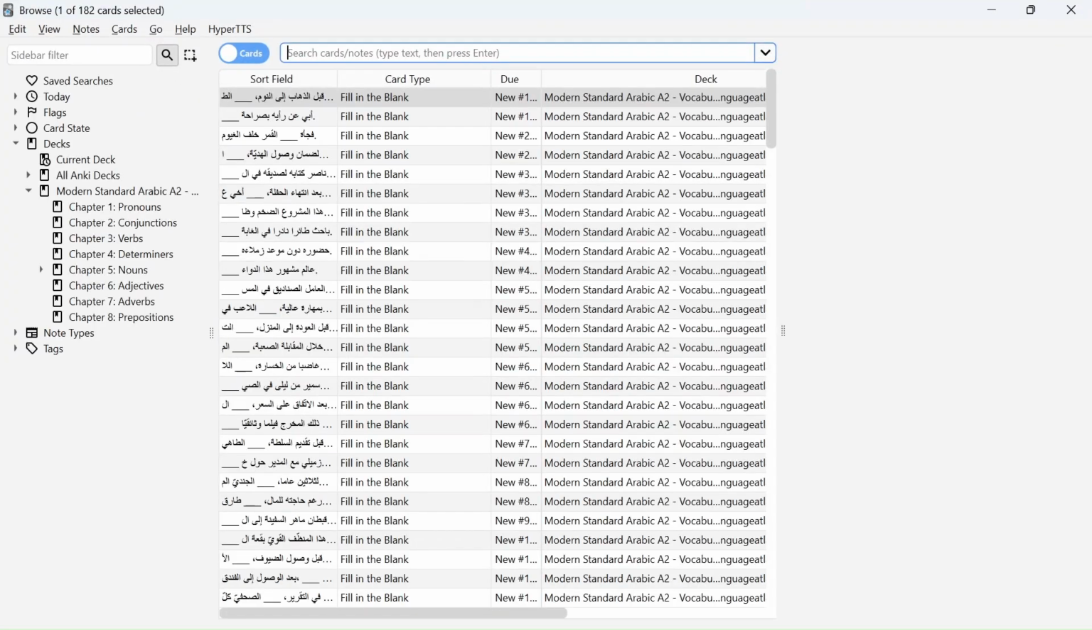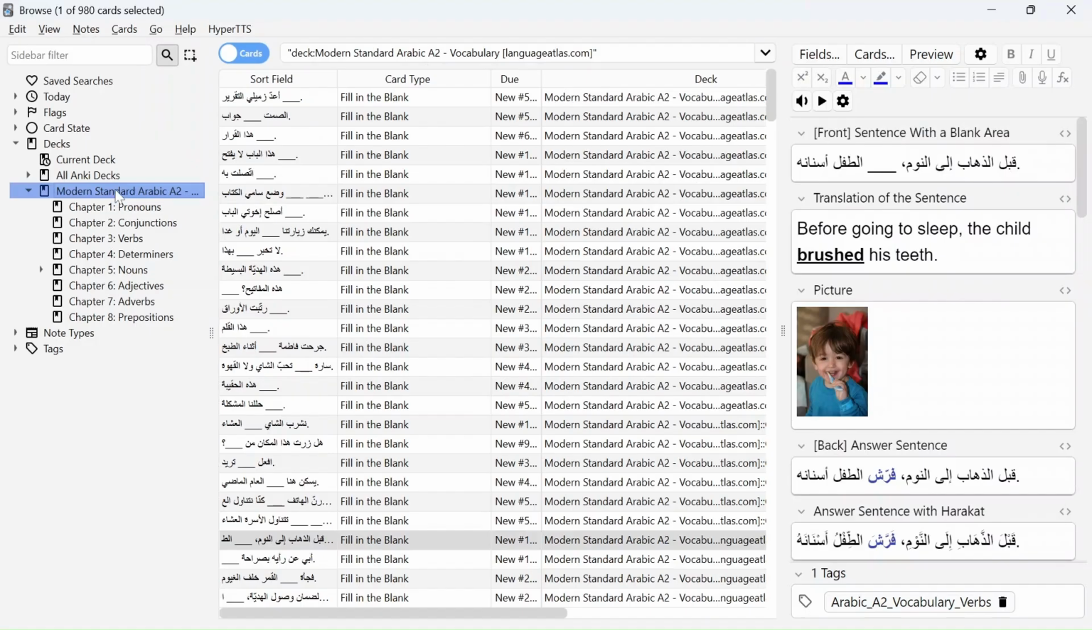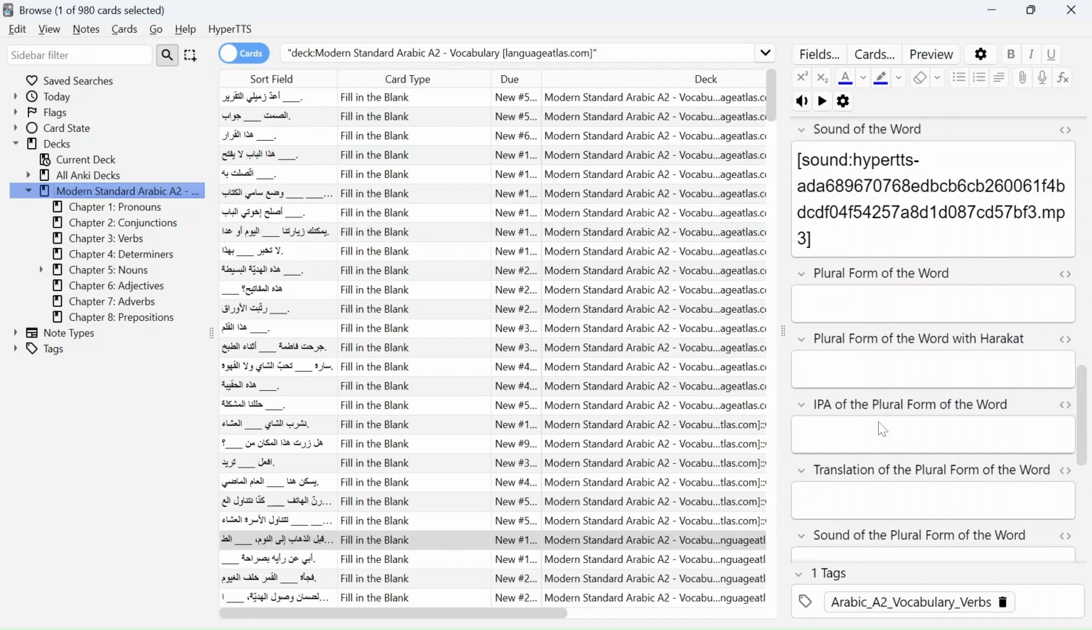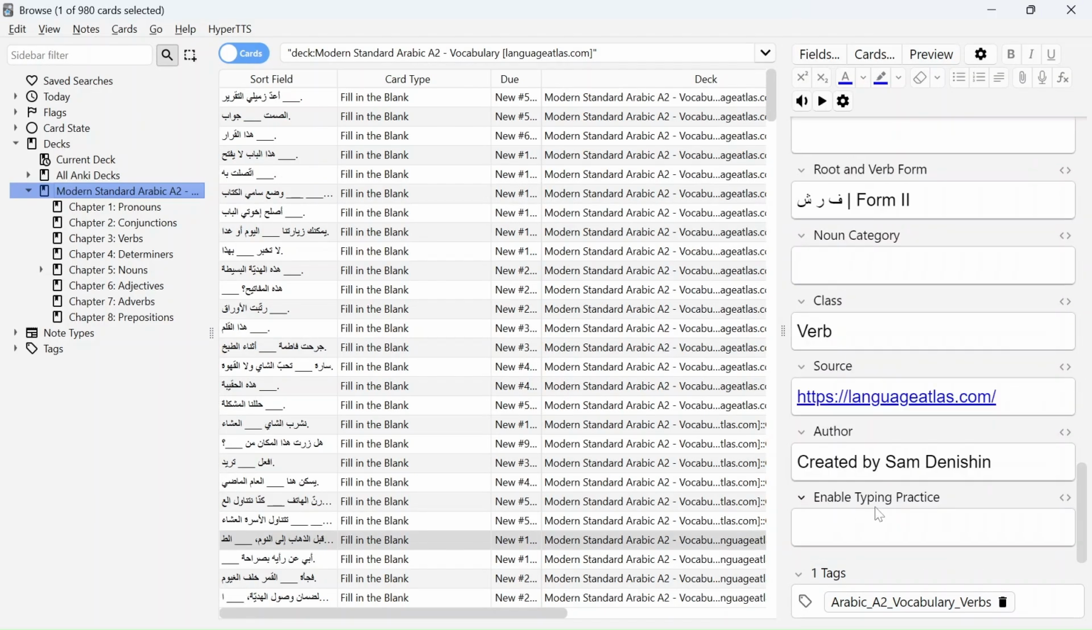We will go to Browse, and we will go to the Arabic A2 Anki deck. And if you just click on any card, it doesn't matter which one, and you scroll all the way down, you can see that there's a field called Enable Typing Practice. And all you have to do is enter the word yes here, and then you will have an extra typing exercise as well. But entering yes one by one for all of these cards is a very slow process. So I'll show you how to do it in a faster way.